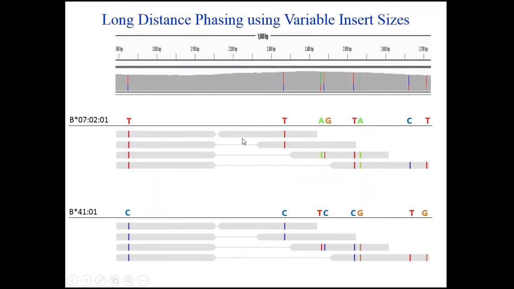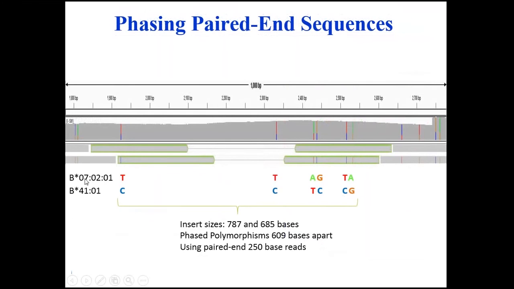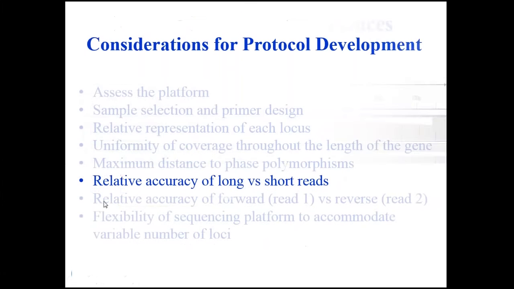However, because you have multiple reads of multiple sizes, you can phase polymorphisms that can be far apart, as in this example of B*07:02 and B*41:01, whereby you can phase this T and this C with polymorphisms on the other end, and by doing so, you can identify your alleles. We have a real case scenario here, B*07:02, B*41:01, whereby insert sizes of close to 700 to 800 bases with polymorphisms being apart about 600 bases, using paired 200 base reads, we can phase this polymorphism and therefore confidently call the alleles 07:02, 41:01 and not ambiguities.